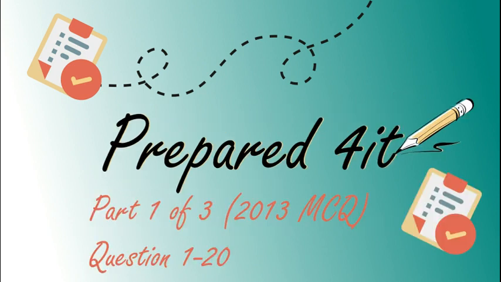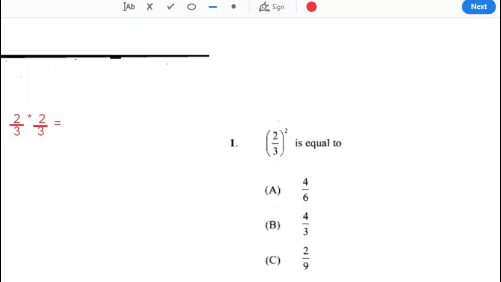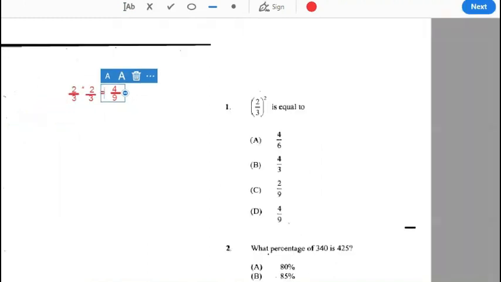So let's begin. We'll start with question 1. It says 2 over 3 squared. What we're doing is multiplying 2 over 3 by itself. So it's 2 times 2 to give 4 and 3 times 3 to give 9. So our answer is 4 over 9, and that will be D.